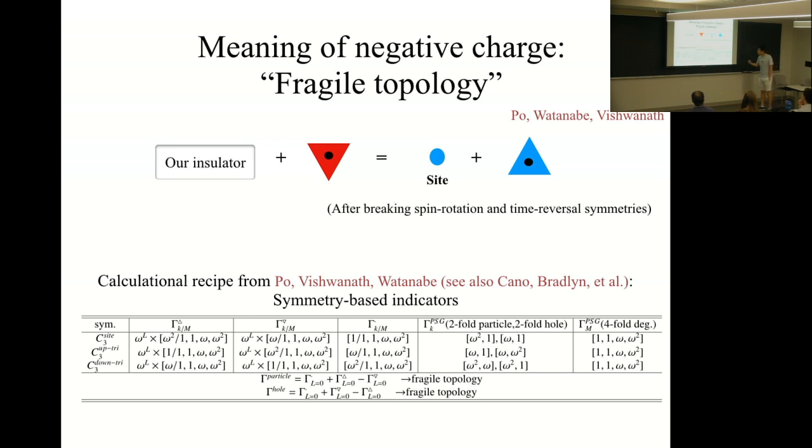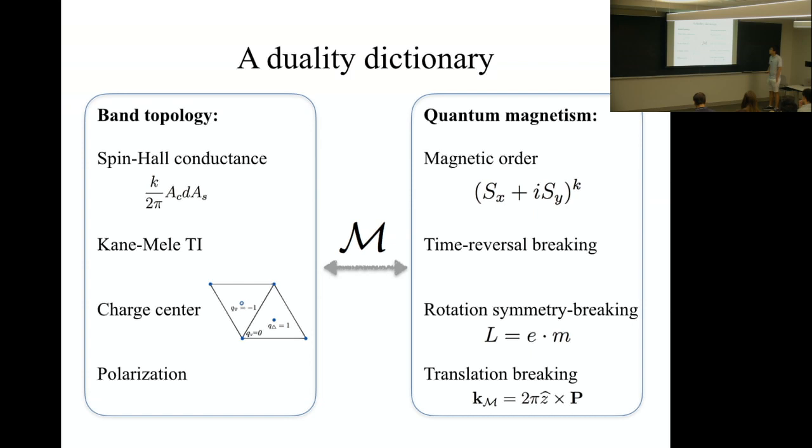There's a calculational recipe for that. Essentially, it's what Jin told you. You go to some high symmetry point in the Brillouin zone, look at the eigenvalues, and try to match them up. Okay, so it's calculable. That's all I need to say.